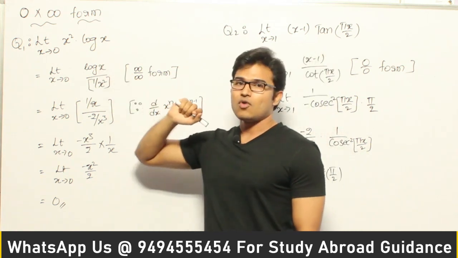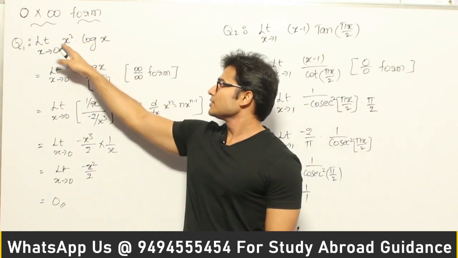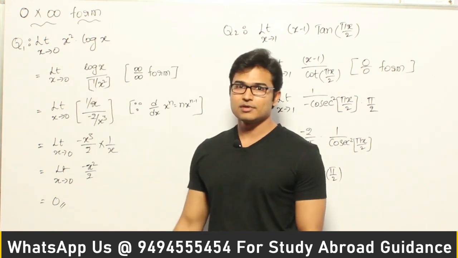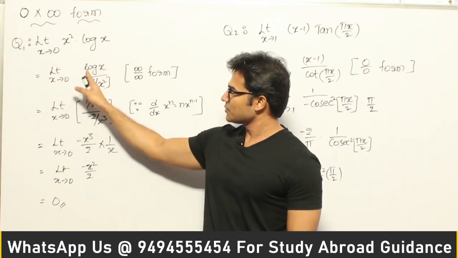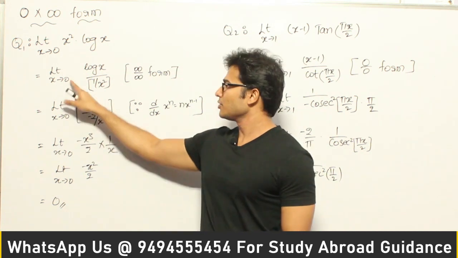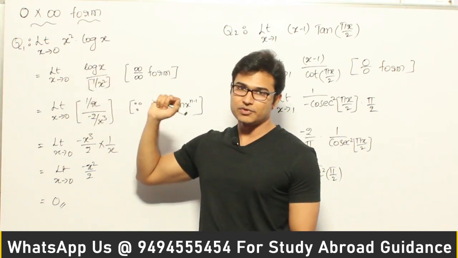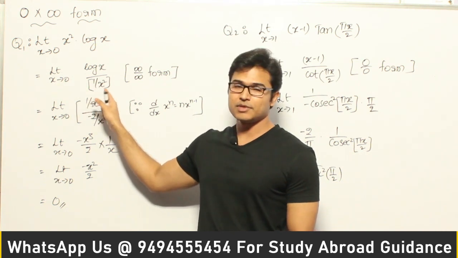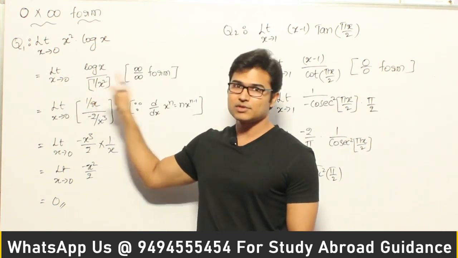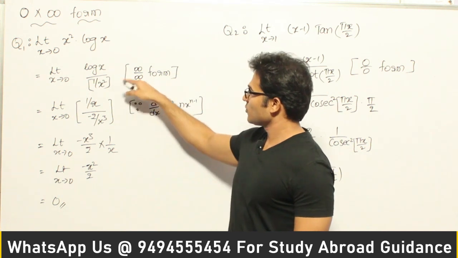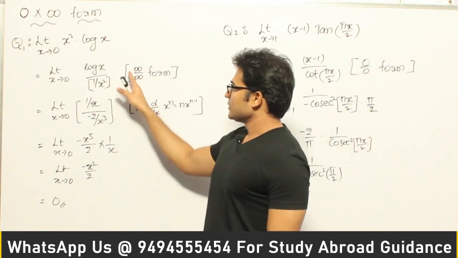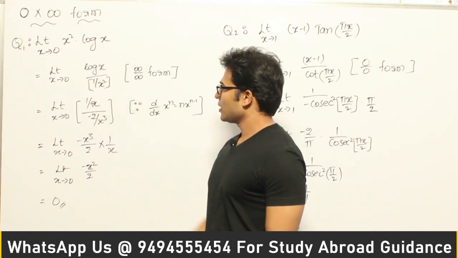So now what I'll try to do is take this x square into the denominator by writing it as 1 by x square. Now if you observe it, if you substitute 0 in both, log 0 is infinity, and 1 by x square, if you substitute 0 in place of x, you are going to get 1 by 0, which is again infinity. Which means you are going to get infinity by infinity form. Since it is infinity by infinity form, you can apply L'Hospital rule.